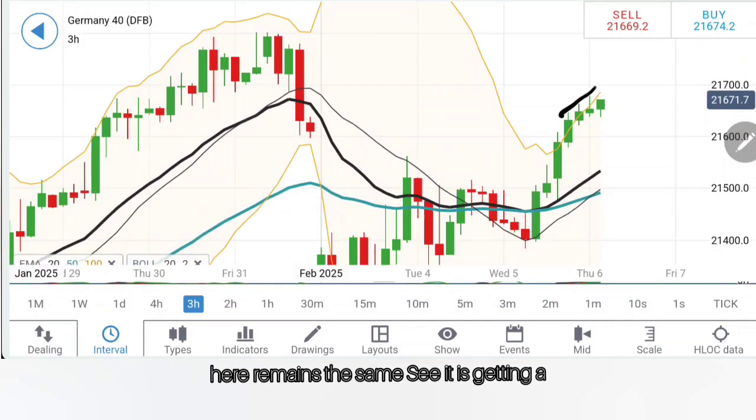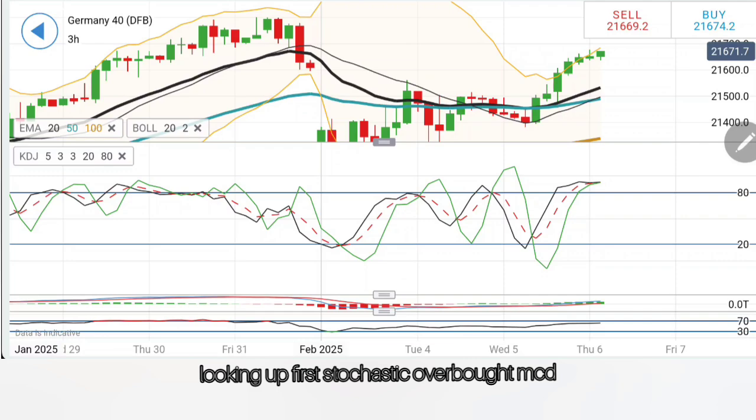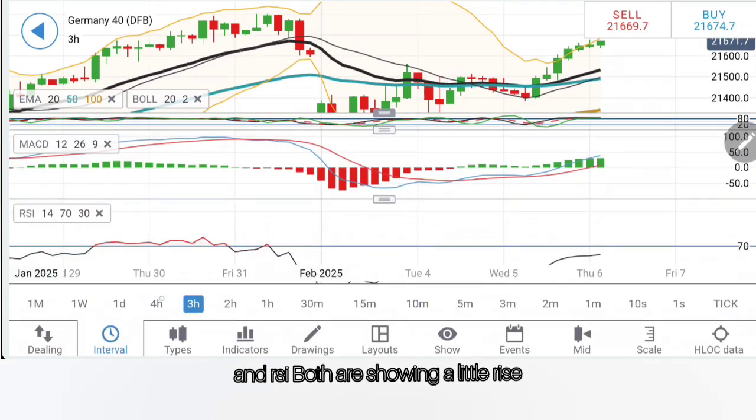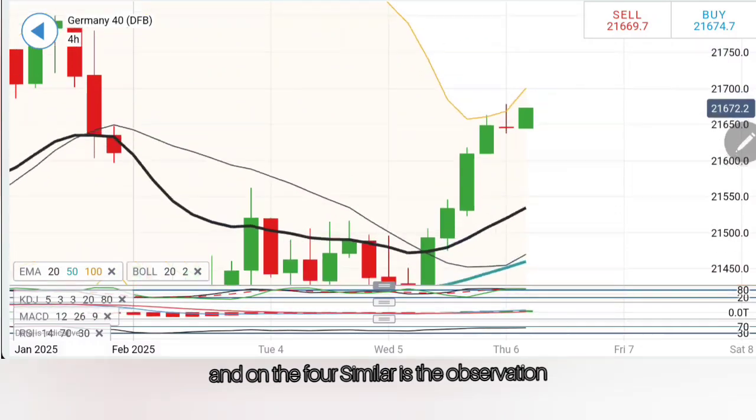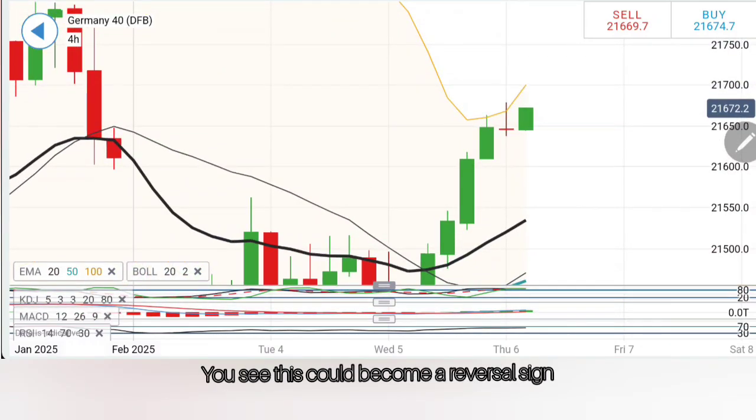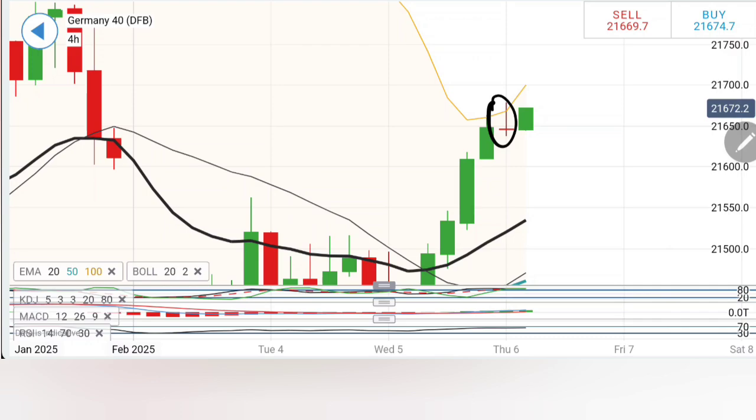See, it is getting stronger resistance from the upside from the top of the Bollinger Bands. If you see this, it is still staying green, looking up. Stochastic overbought, MACD and RSI both are showing a little rise. And on the 4-hour charts, the observation is similar. Here, this could become a reversal sign, but the price has to trade below 21,640, 650 levels, and then further bearishness should be seen from there towards 21,600.